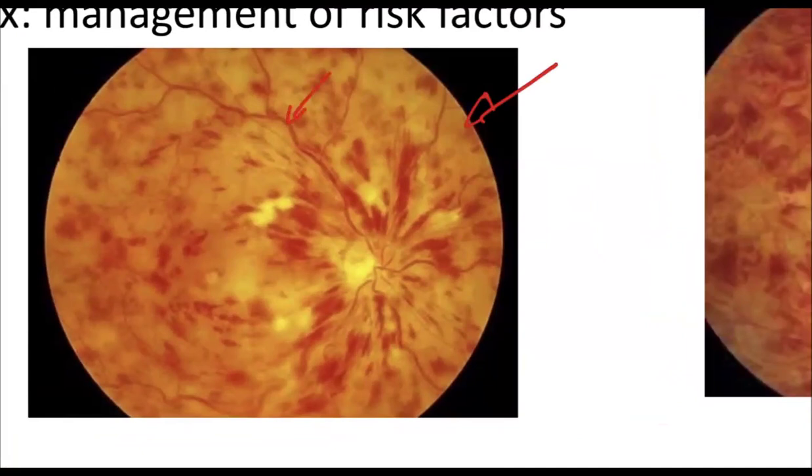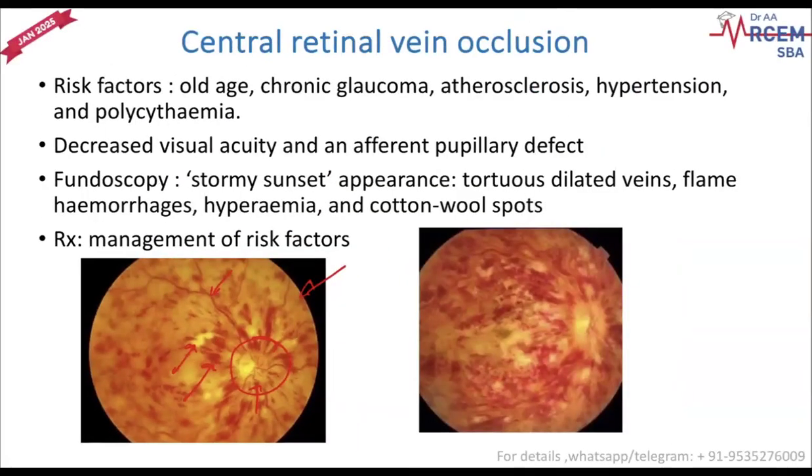These are dilated tortuous veins, what you're seeing here. This is known as cotton wool spots. The red ones you're seeing are hemorrhages. This is the papilledema, where you can see the optic disc is swollen and bulging. That's why I call it papilledema, which can be seen in these cases.